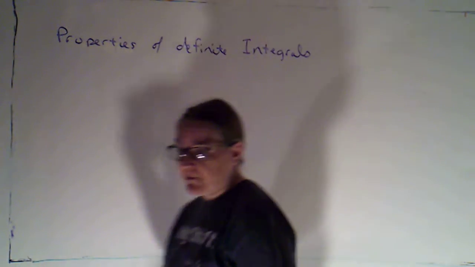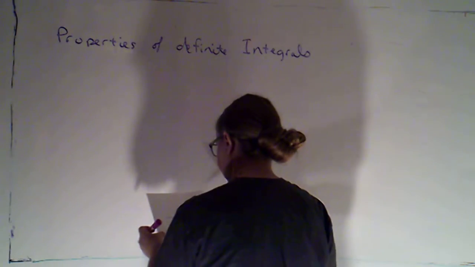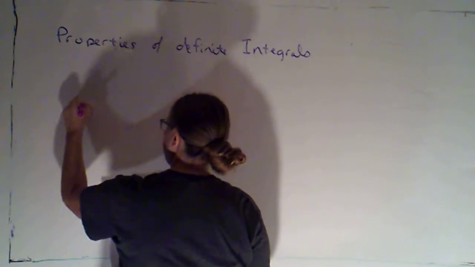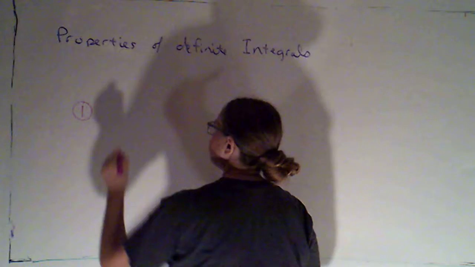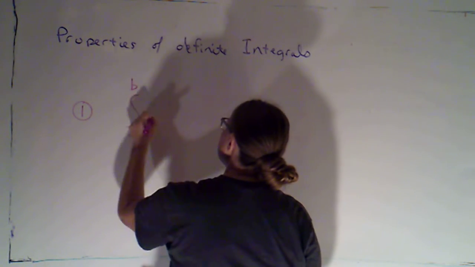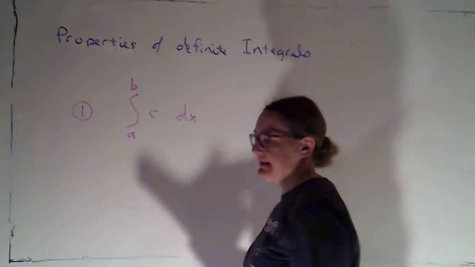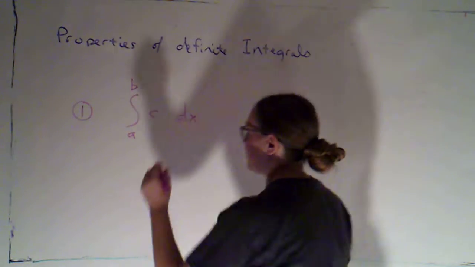So a few more properties, and the rest of these do have numbers. So this is property number 1 in your book. It says if I'm integrating from A to B, C dx, where C is just a constant.